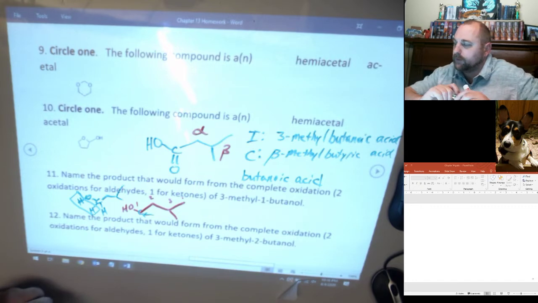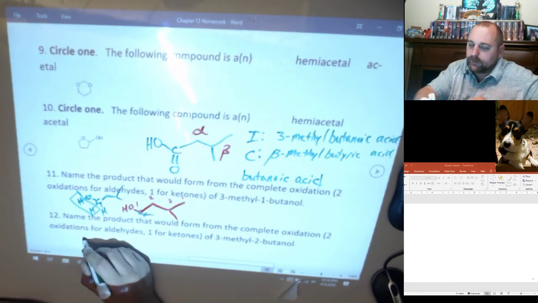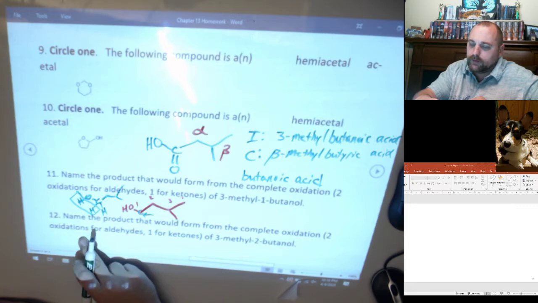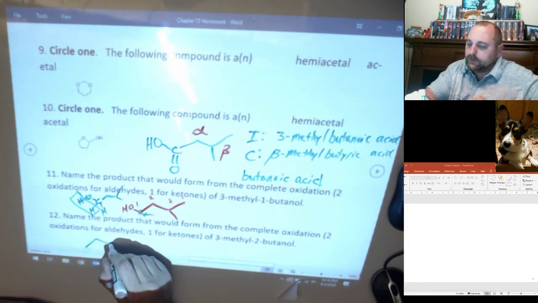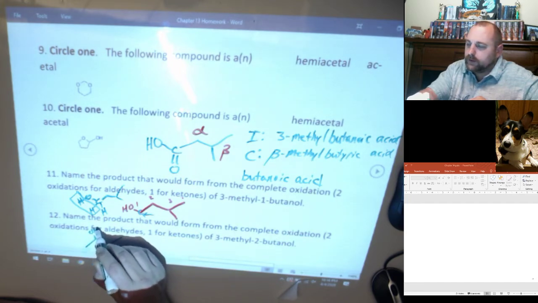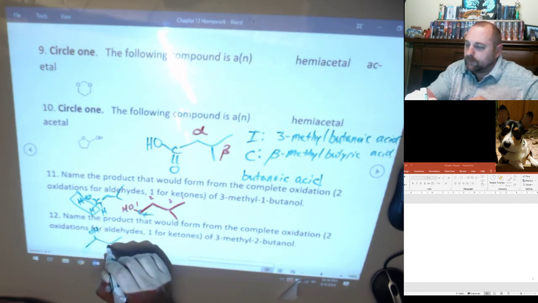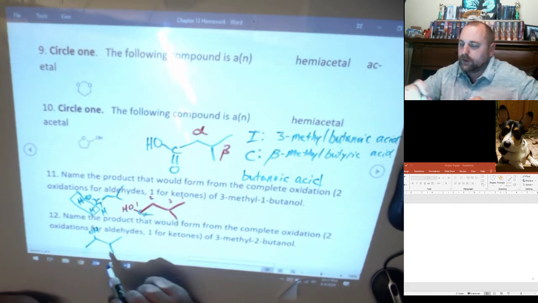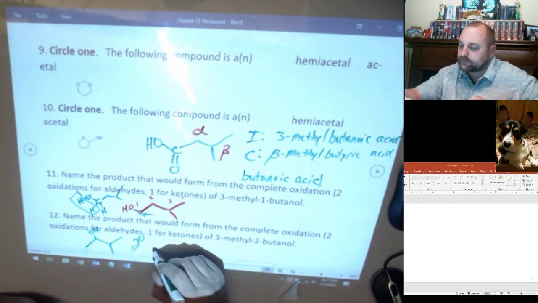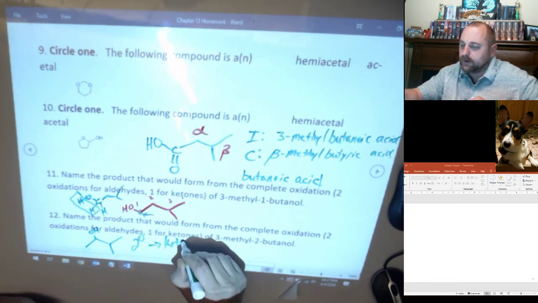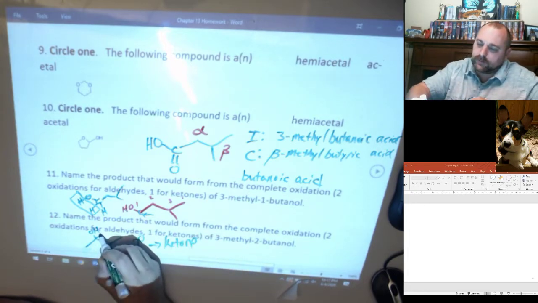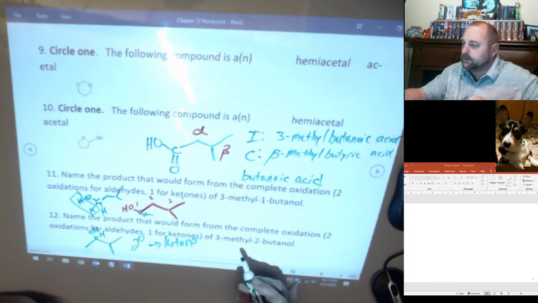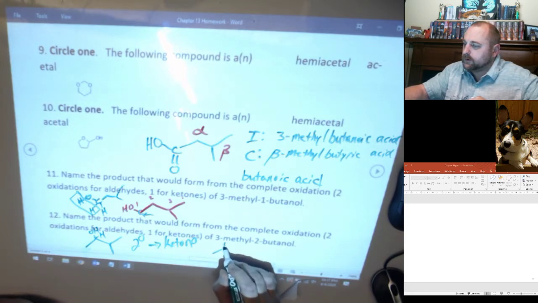Same kind of problem for 3-methyl-2-butanol. Same idea. So let's see. Let's start with 1, 2, 3, 4. And then 2-butanol. They've moved that on this. And it's got a 3-methyl. So it's still the same basic structure. But now this is secondary. That means it's going to go to a ketone. And we can actually see it's going to lose that hydrogen there. So this will be our structure.